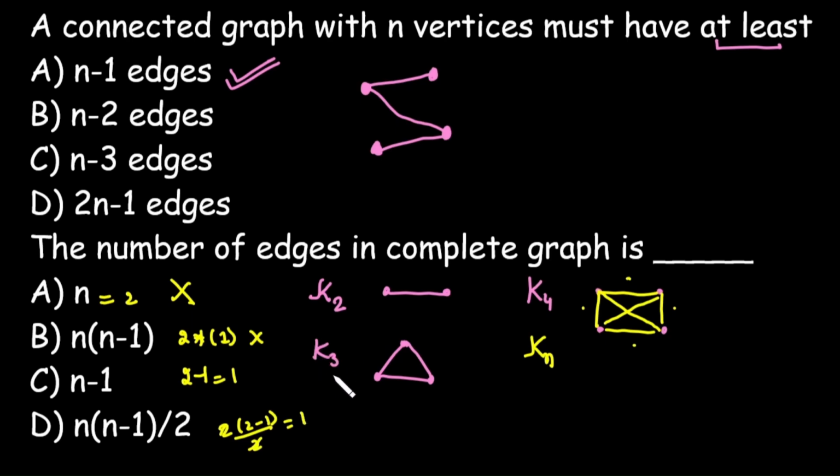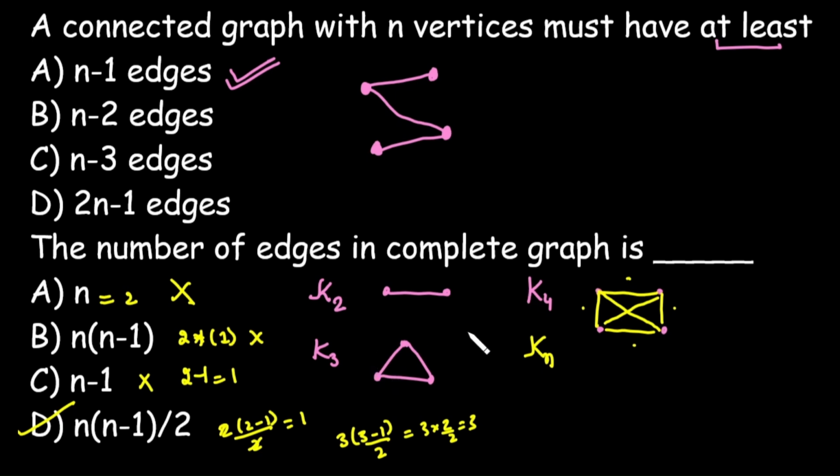Think about the next case, K3. Total number of edges is 3. As per this one, 3 minus 1, 2. It means we can discard this option. Check whether this is correct or not. 3 into 3 minus 1 by 2. That is 3 into 2 by 2. That is equal to 3. So it means only one option is correct. That is D.